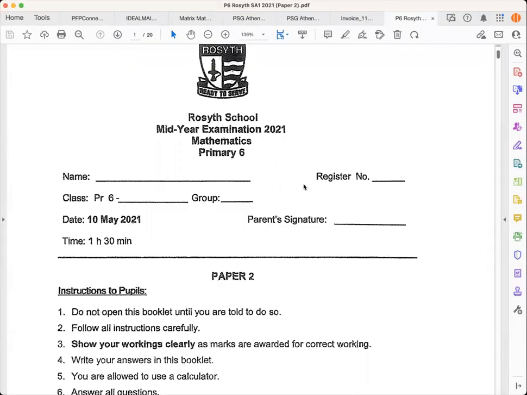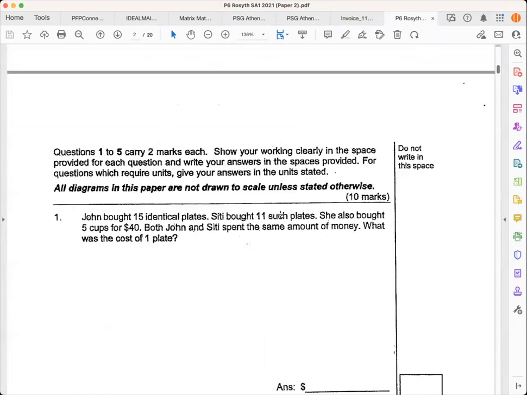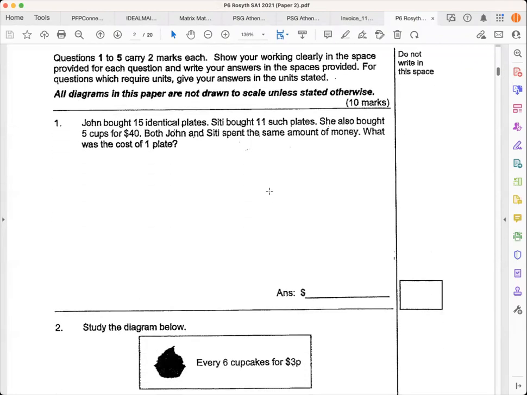Rosyth mid-year exam 2021 primary 6 paper 2. I will go through every question in paper 2. So let's begin. So the first question, John bought 15 identical plates.